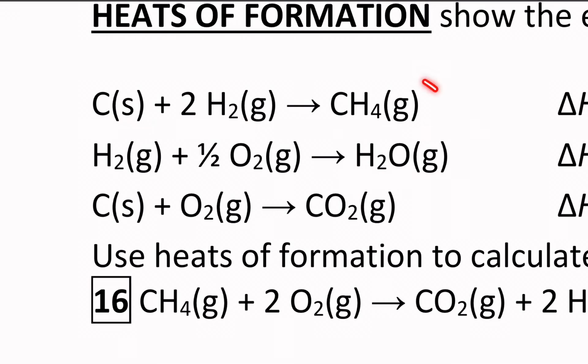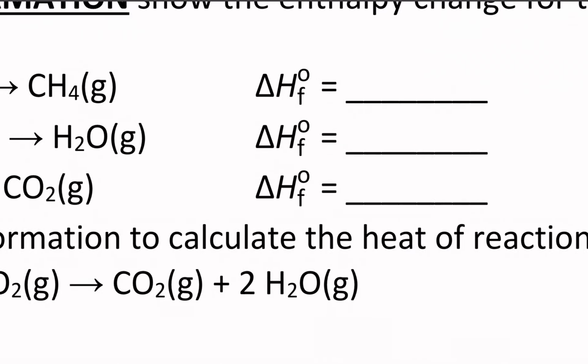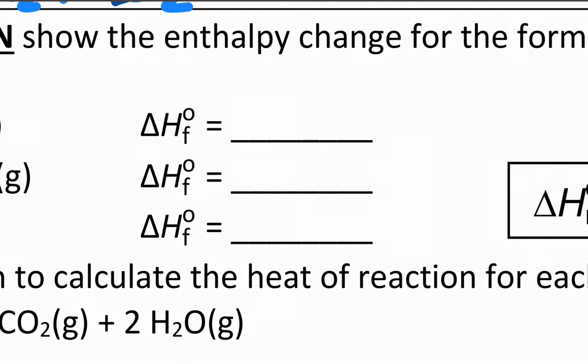The coefficient of the product has to be a 1, always. And that's why we sometimes see fractions in the reactants. And the elements are whatever that element would be in its standard state. So gaseous oxygen, solid carbon, gaseous hydrogen, etc. And these have numerical values, and they're given in tables. So I could actually just plug them in if I looked them up.